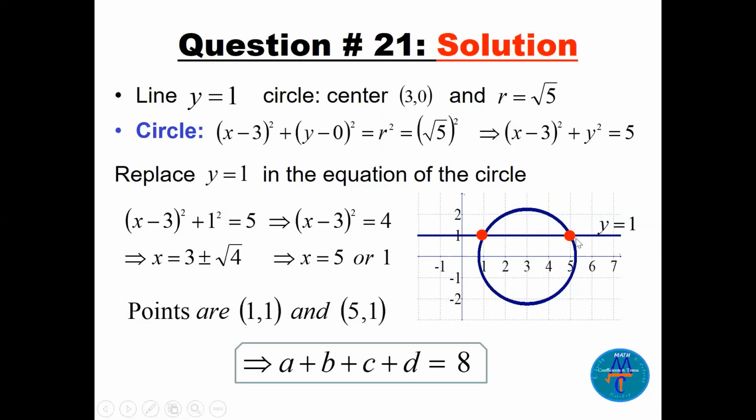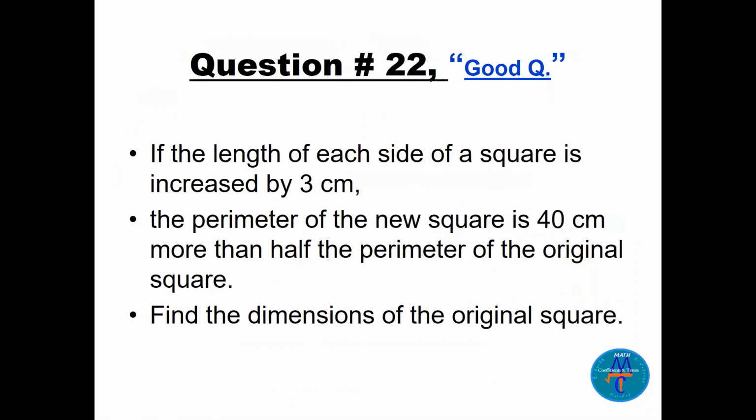Now look at the points here. (1, 1) is one point, and then (5, 1), because that's x, and the y is already 1 and 1. See, the y's are 1, 1. So for the point (1, 1), x is 1 from here, and for (5, 1), x is 5 from there. When you add 1, 1, 5, 1, the answer is 8. I know it's not an easy question, but at least you can understand it.